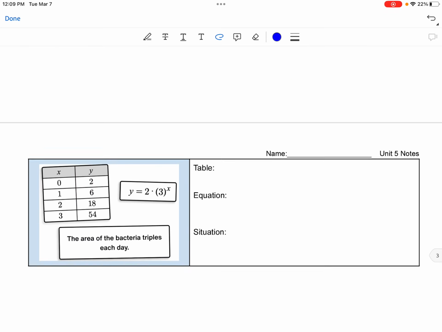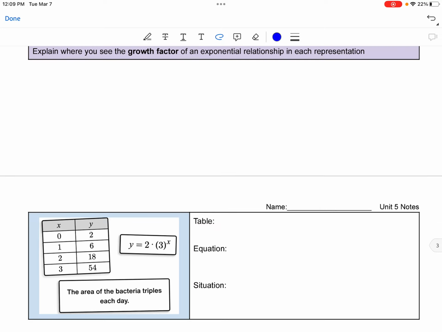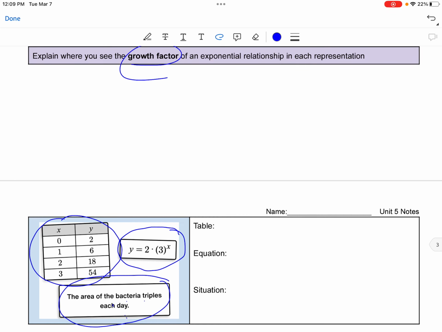And then the last thing, you're going to look at these 3 representations of an exponential function: a table representation, the equation, and a word explanation. The area of bacteria triples each day. And you're going to explain where you see the growth factor in each. Where do you see the growth factor in the table? Where do you see it in the equation? Where do you see it in the situation? So think about that, fill that out.